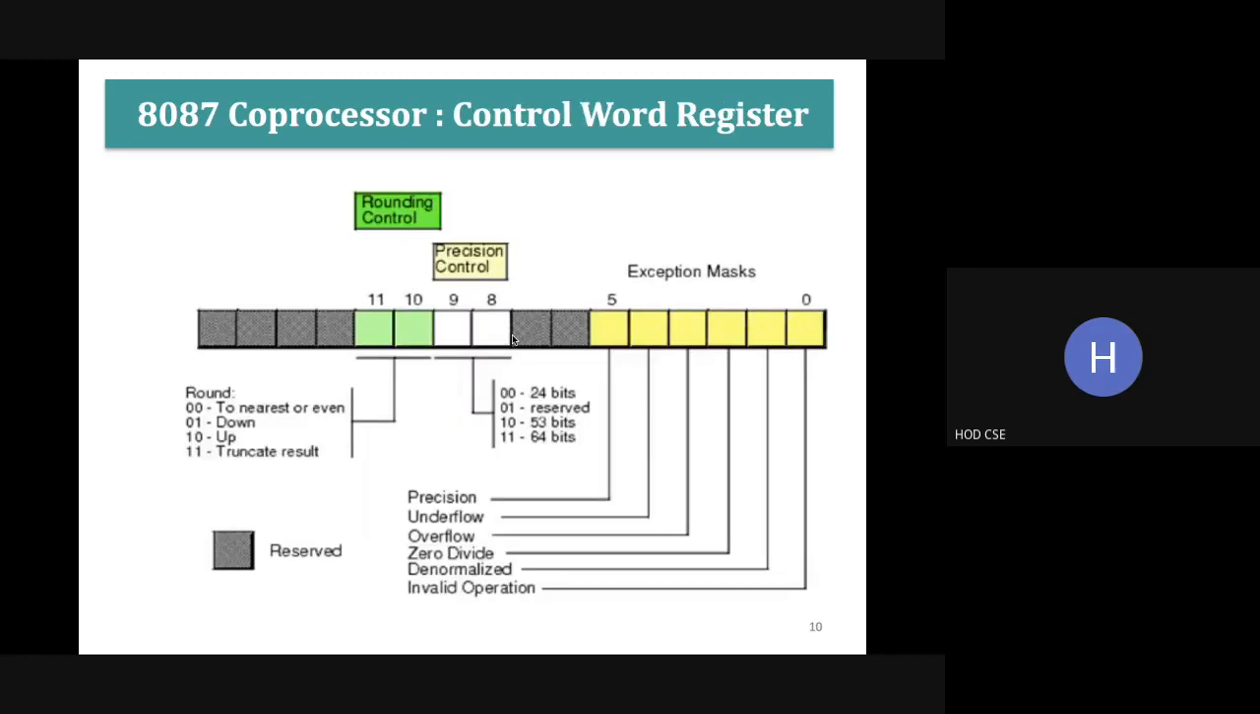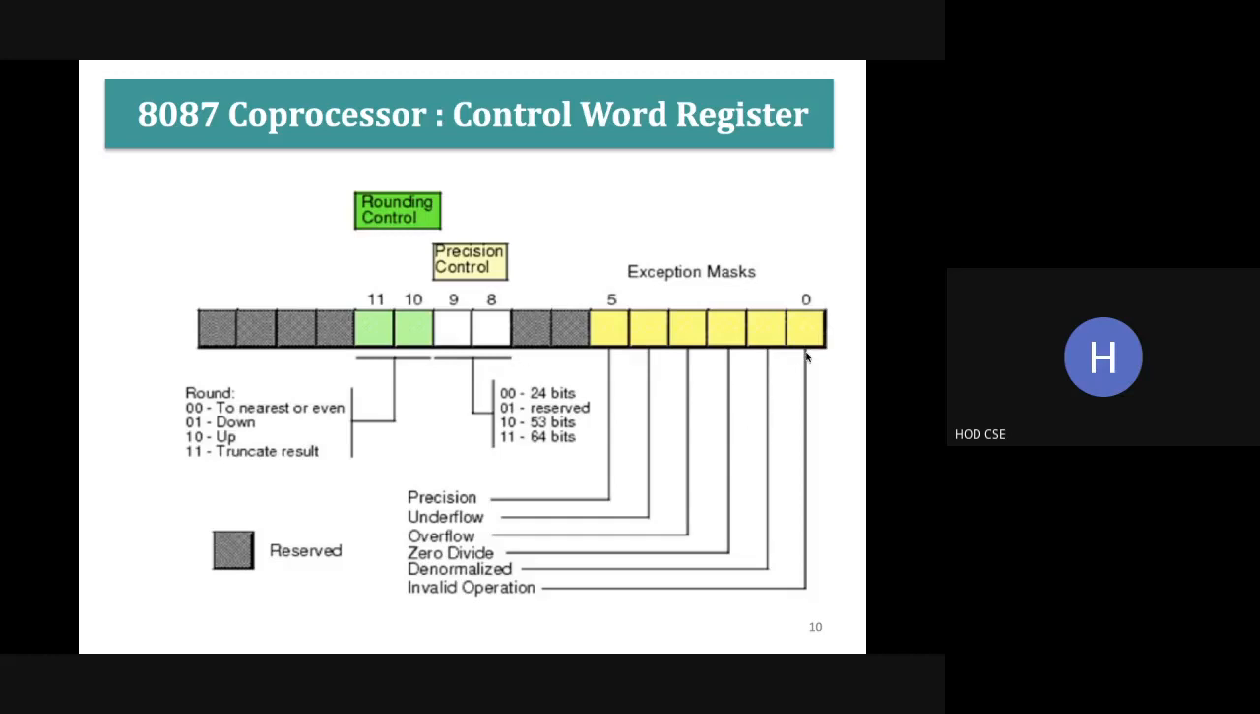Okay, the next one is the control word register. Every processor or every device has a status register and a control register. The status register is used to read the status of the device when there is an error, and the control word register is used to control the operating modes of the device. So this is the structure of the control word register. It is a 16-bit register. Here again the same thing.